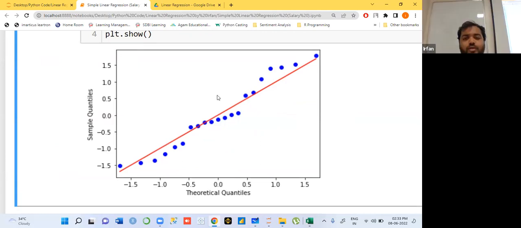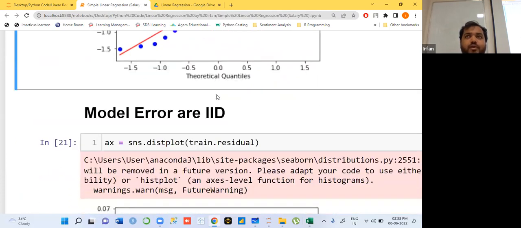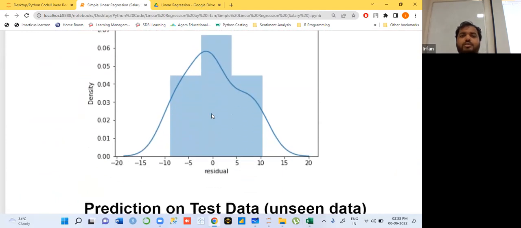Okay. Now fourth assumption, what do we have? Model error should follow normal shape. Look at this. Looks like normal shape. Can I say all the assumptions are met for us, guys? Any question? The way we have done it in theory, the way we have solved, the same way I've done in Python for you.